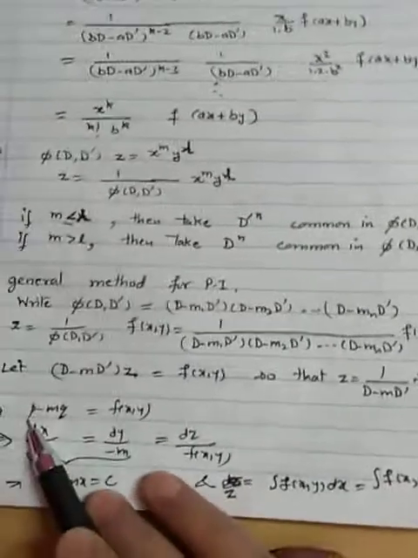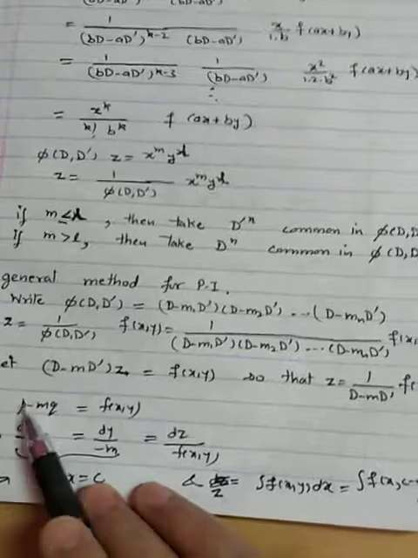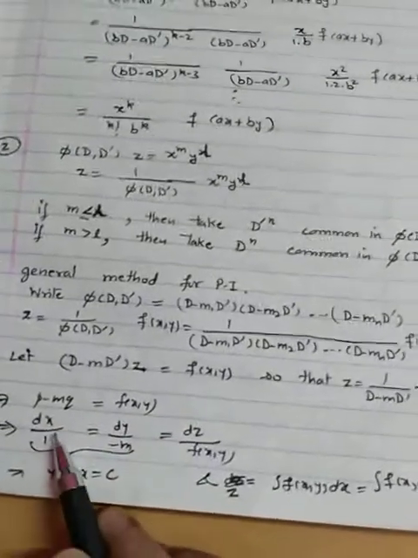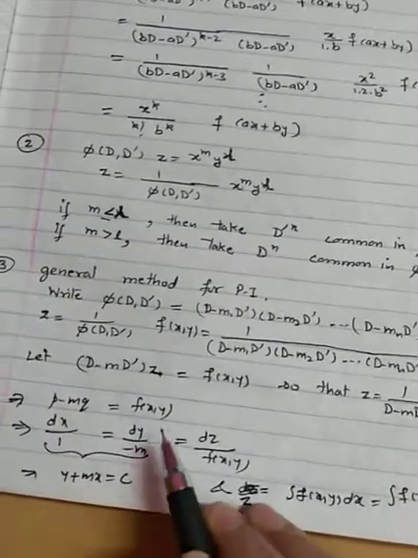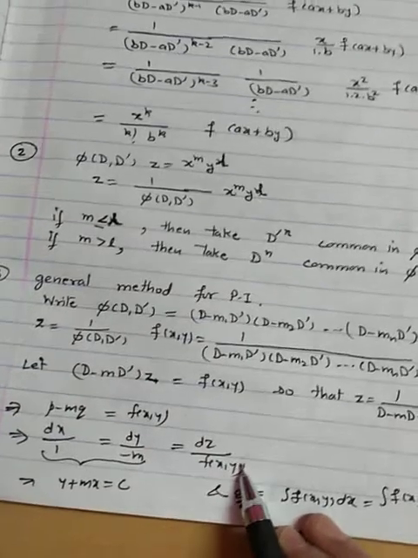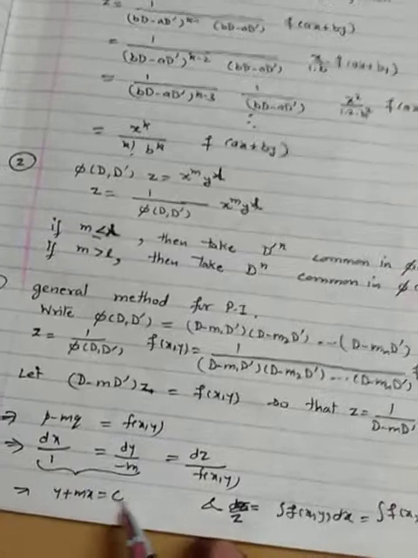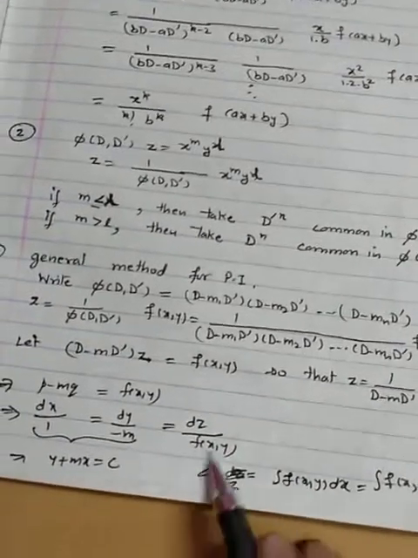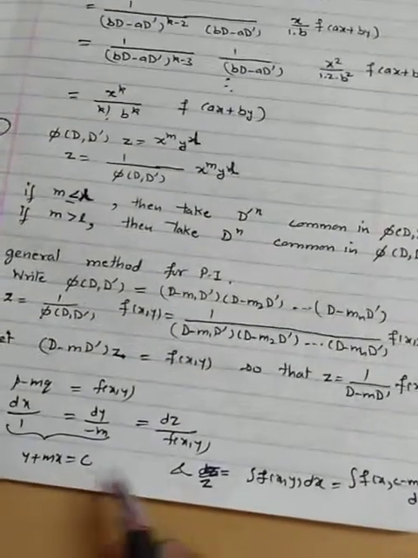So this will give us that, you bring this here, so it is dz = (p - mq) = f(x,y), and we write the Lagrange subsidiary equations: dx/1 = dy/(-m) = dz/f(x,y). So this gives us, on integration, y + mx is a constant, so dz will be the integral of f(x,y) dx, and y we write as c - mx.